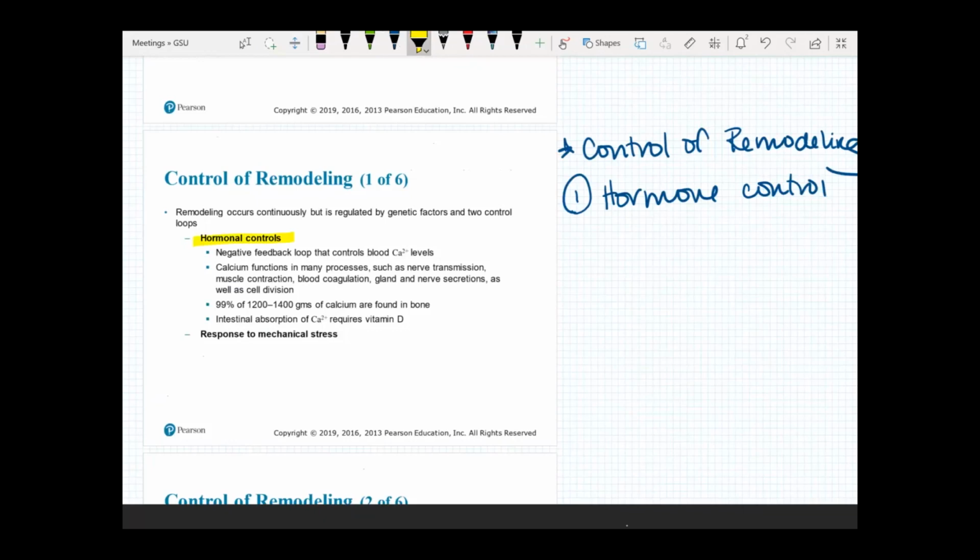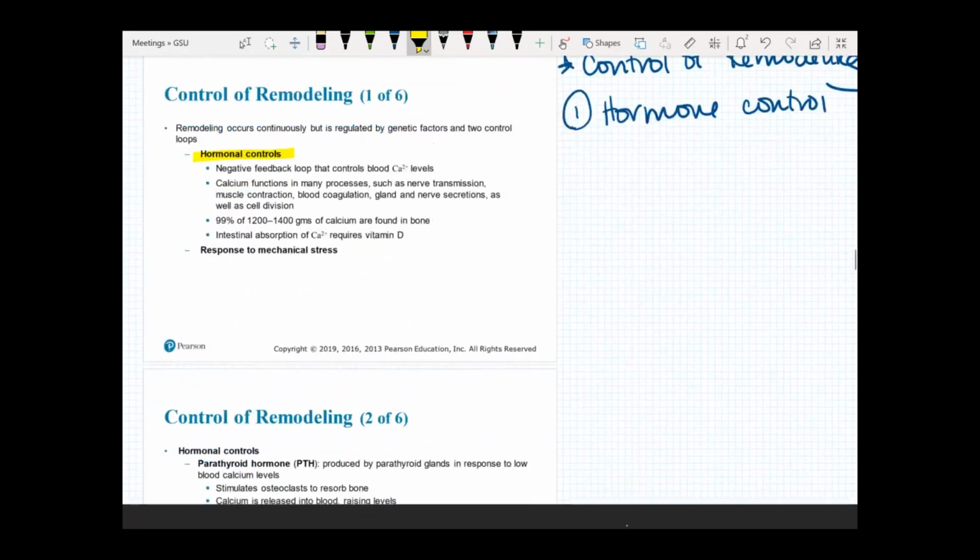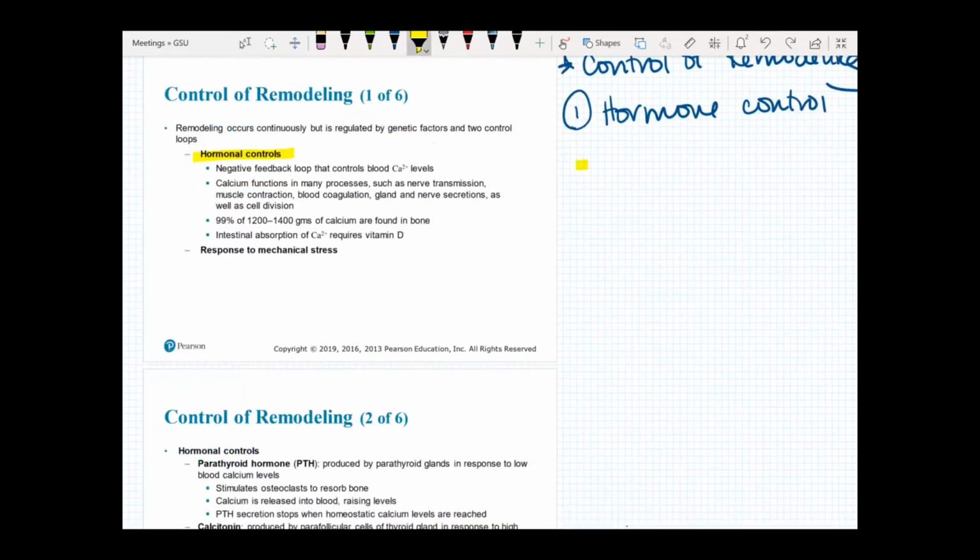Some of the hormones that are controlling the process of remodeling are going to be related to calcium. Calcium is a big one. How calcium actually controls your hormonal levels is a negative feedback cycle. The negative feedback cycle is something that we have talked a lot about in chapter 1. It came up on exams, so just make sure you're always keeping that process in the back of your head. We're going to go through that process in a second.